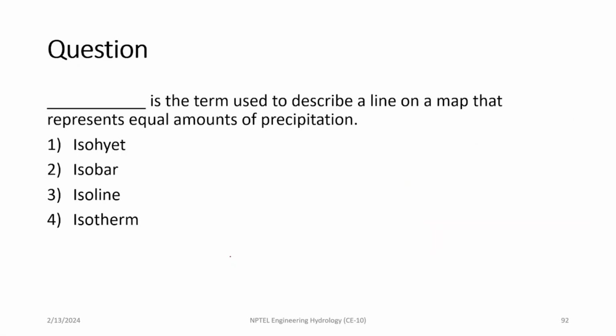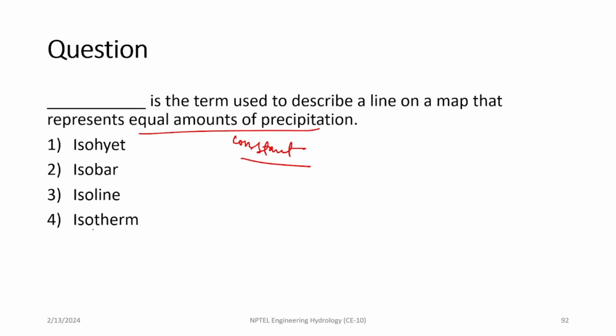Now the next question: what is the term used to describe a line on the map that represents an equal, or constant, amount of precipitation? It's isohyets. Yes, right, isohyets.